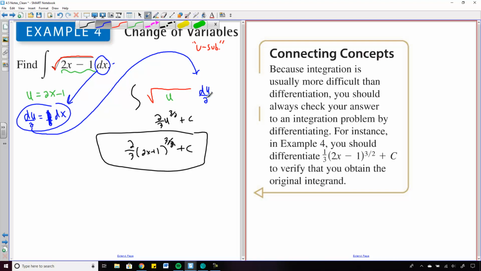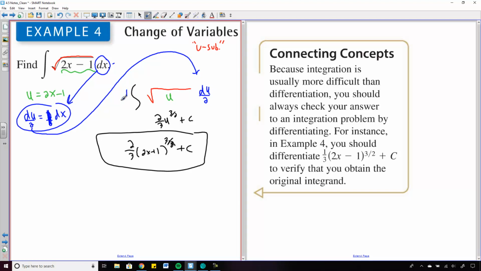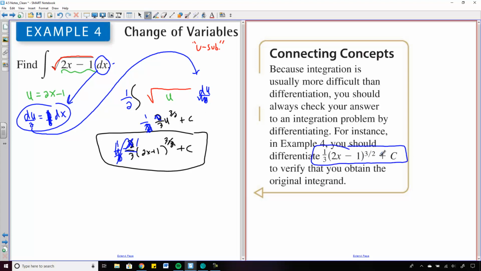So this 2 right here goes out here, right? We talked about this before. There's a 1/2 here, and there's a 1/2 here, so that cancels that. So now you have 1/3. That's why we have a 1/3. So these are canceled, and that's why they're showing 2x plus 1 to the 3/2 over 3 plus c. And this is exactly why you should always check your answer by differentiating.